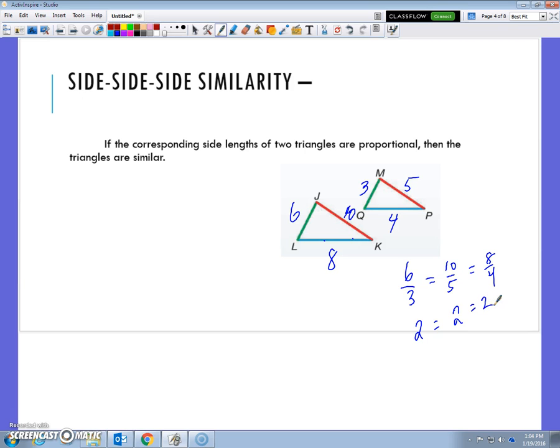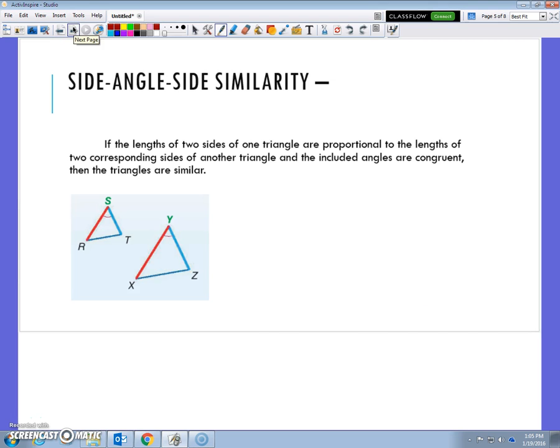2, 2, 2. So in this case, with these numbers that I made up, these will be proportional because each side has the same ratio, the same scale factor from one side to the next. Okay, so that guarantees that they're proportional as well. If this had been like a 6 here, then we would have had a problem. It wouldn't be proportional anymore because 10 divided by 6 would not be the same as the other two sides' ratios.